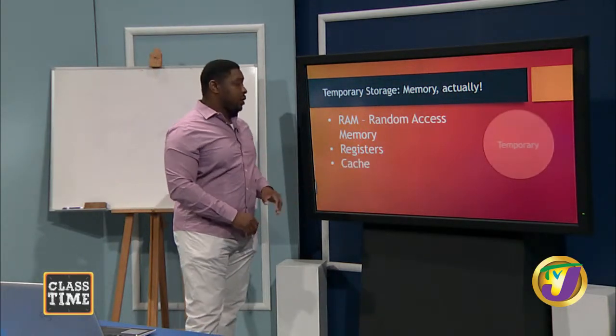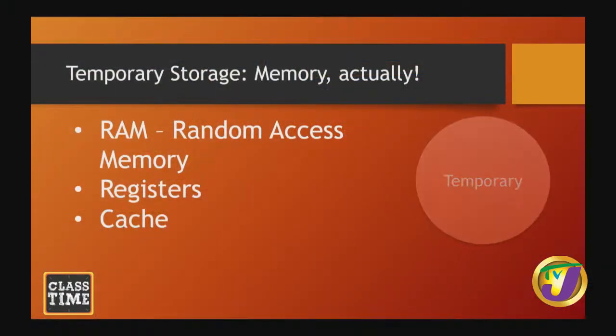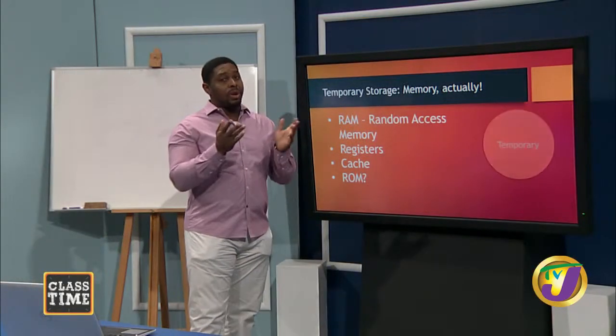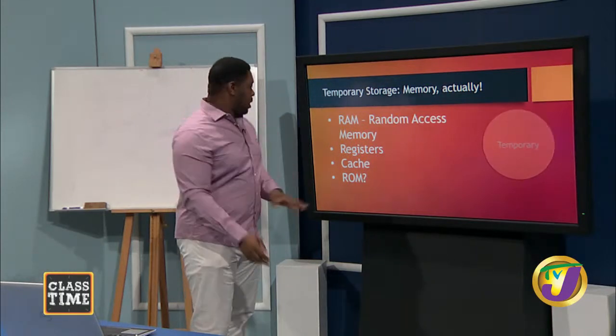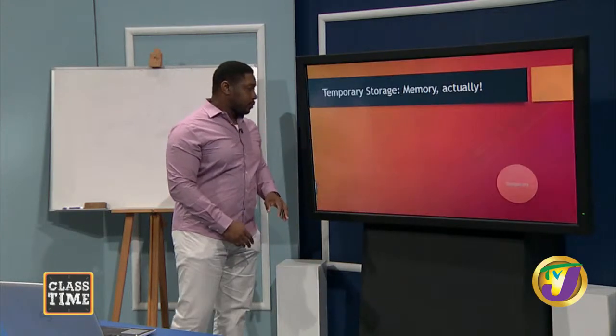And then we have cache, and if you were here last week, we looked at 3 levels of cache. So we're going to look at it a little bit closer today. And then we have RAM. Now, there's a question mark beside RAM, and we'll discuss why. Because remember, when we talk about memory, it's supposed to be temporary, and that's what we have designed it for.